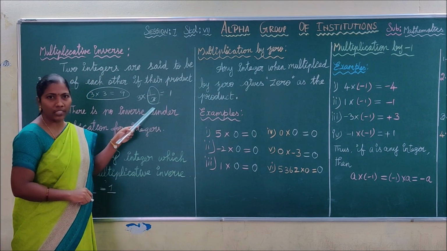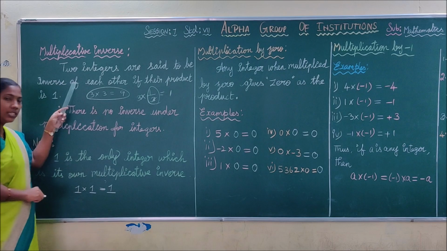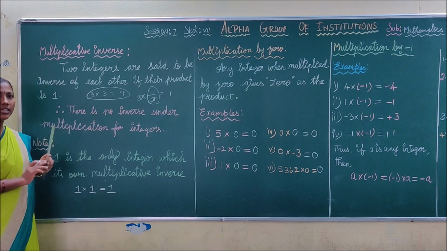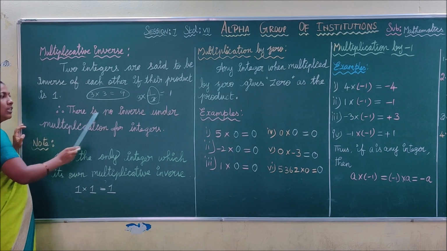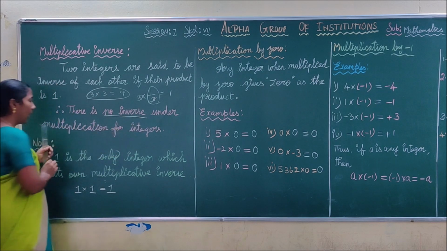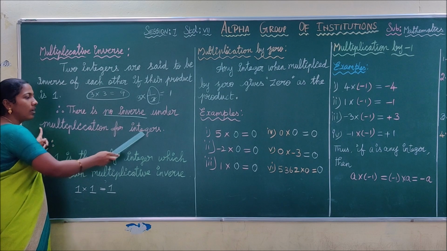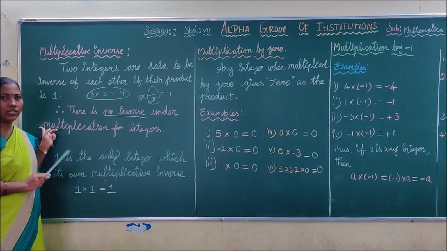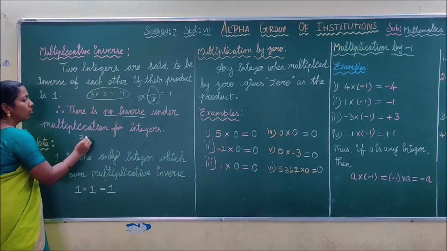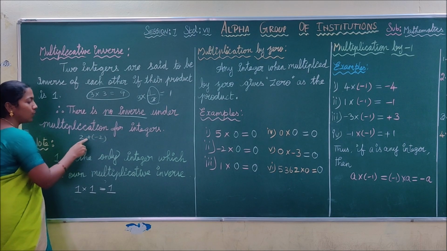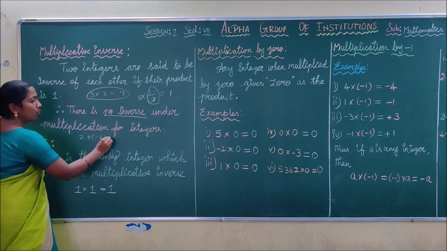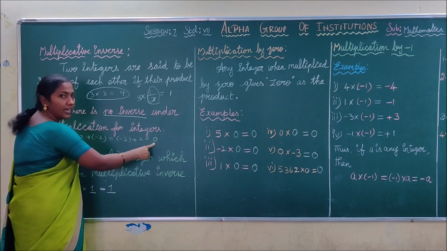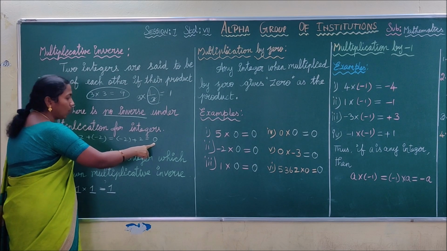It is a fraction. So, in the case of integers, for the operation multiplication, the multiplicative inverse does not exist. That is, there is no inverse under multiplication for integers. But in the case of addition, we have an inverse. What is the inverse? 2 with minus 2. That is, if you add 2 with minus 2 or minus 2 with 2, you get the additive identity. What is the answer? 0.